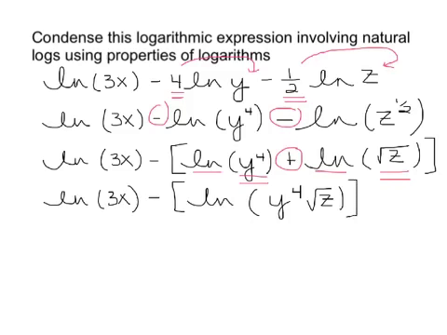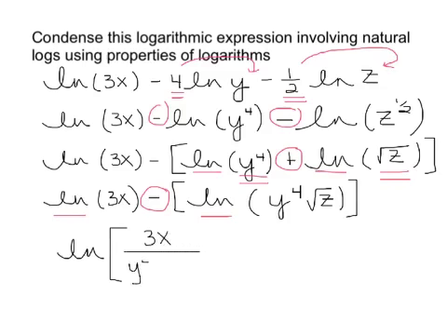And now we'll take the two log expressions connected with a minus, and we'll put them together as one log expression using the quotient rule as a quotient. So inside of the natural log we'll have a numerator of 3x and a denominator of y to the 4th square root of z. Now I used a bracket just because it's so large. I guess I could have used a parenthesis.